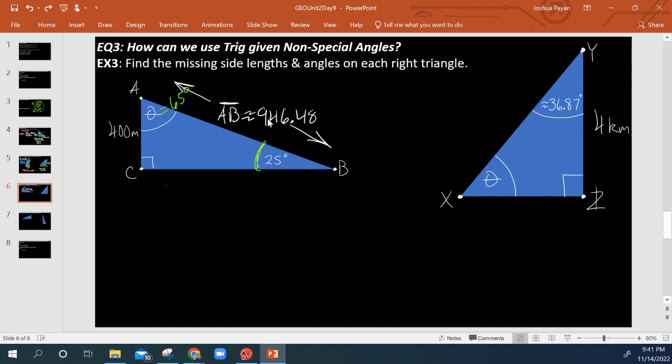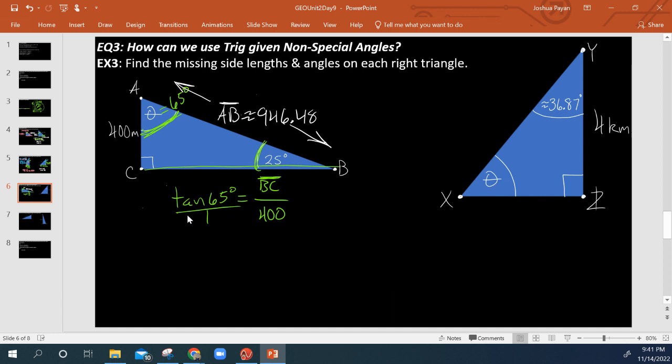So I'm going to use this 65-degree angle here. I'm going to say tangent of that angle is equal to opposite, which would be BC, the missing long leg that we're looking for here. So opposite over adjacent, right? Again, 65 degrees is a non-special angle, so I can't refer to my table. I'm going to have to use my calculator.